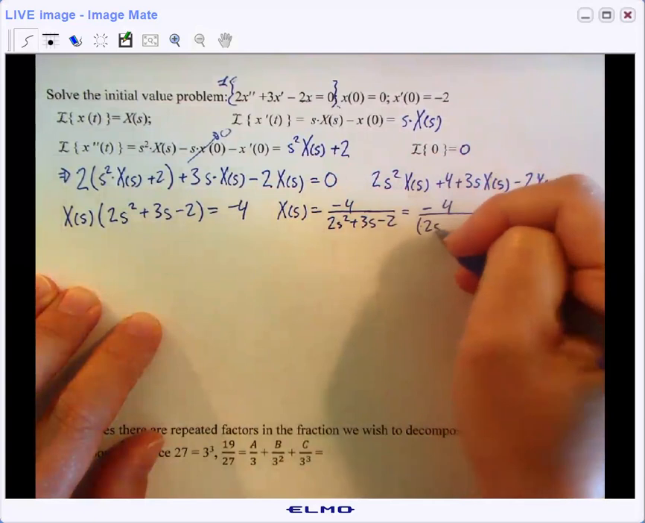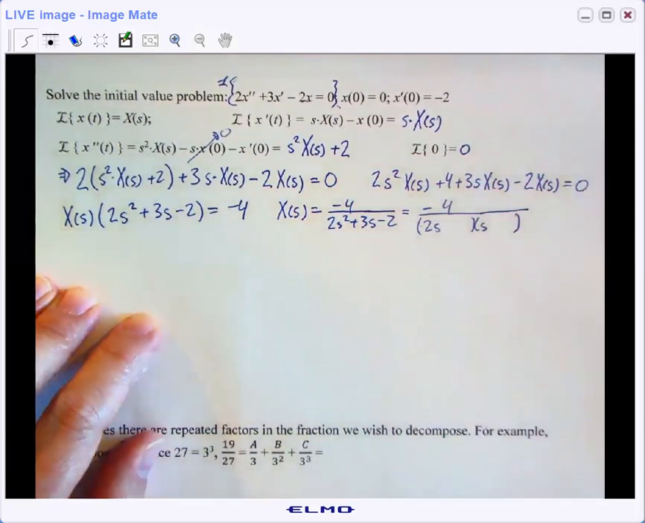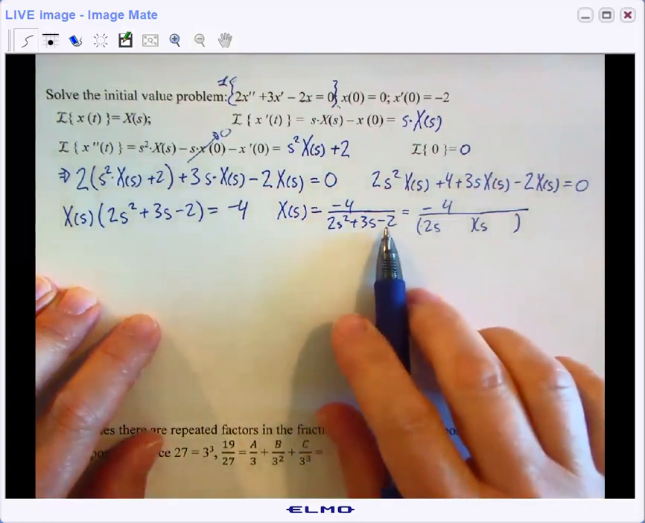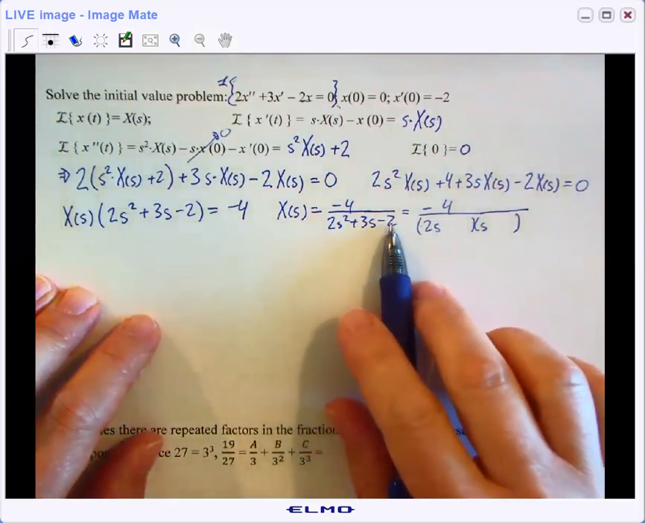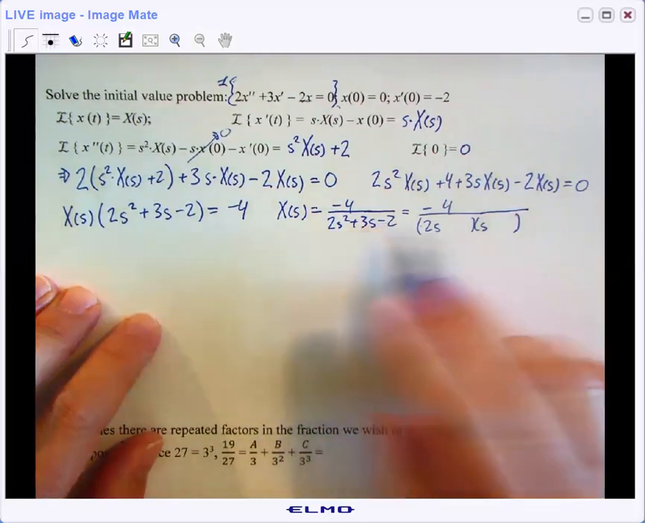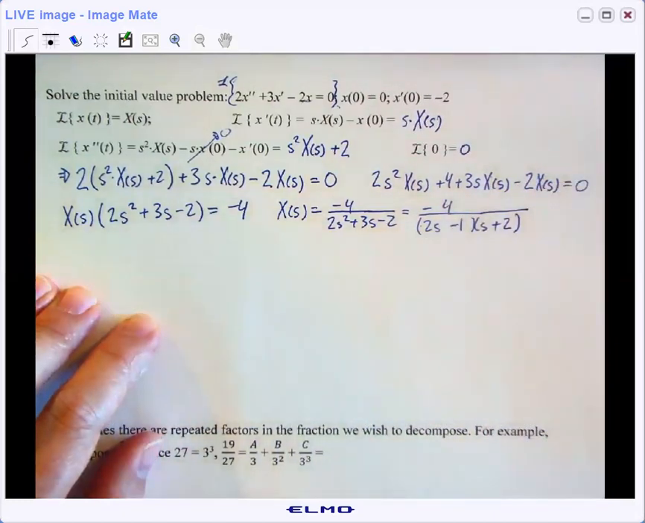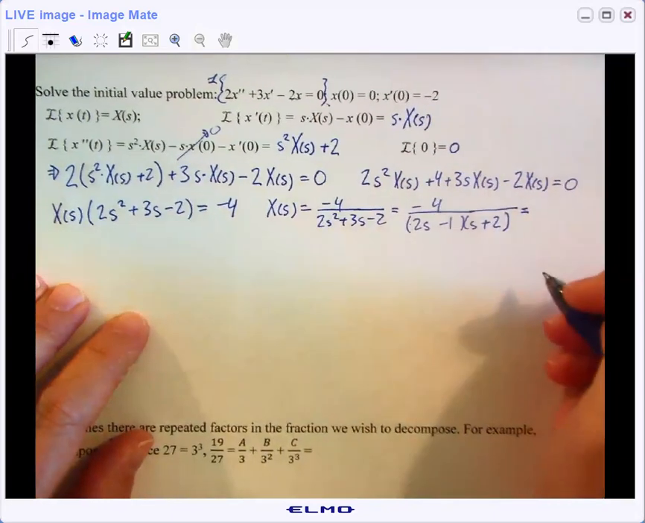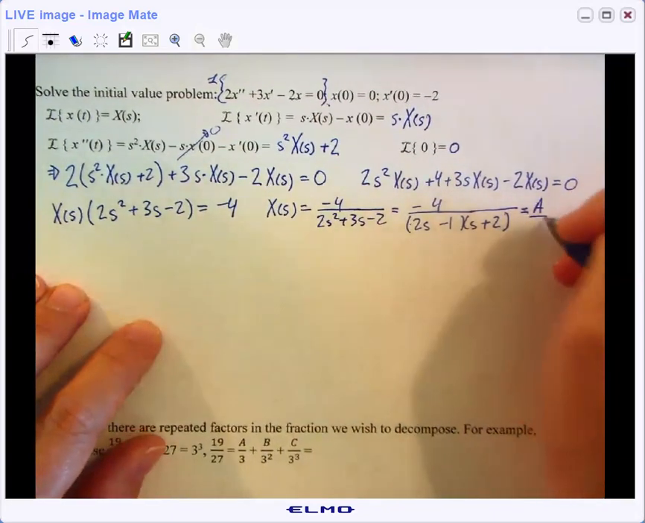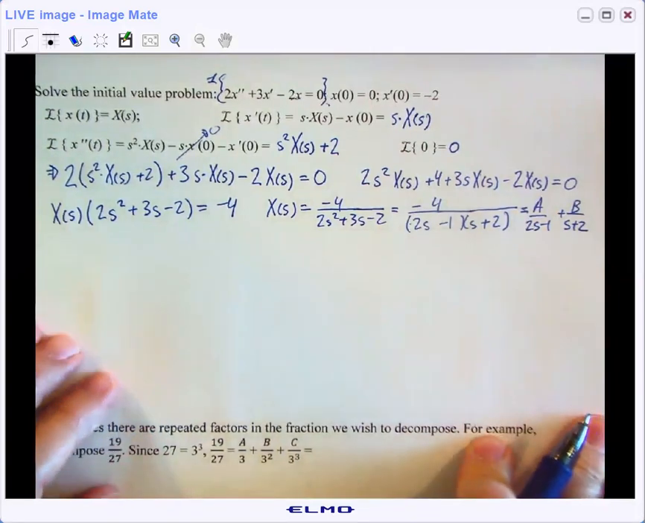Let's see, so that'd be 2s and s to make 2s squared the easiest way possible. We're going to need, let's see, negative 2, so that it adds up to be a 3. 2 times 2 is a 4, and a minus 1 would work. So we're going to need to take this and break it into partial fractions. Okay. All right, let's see what we get then.